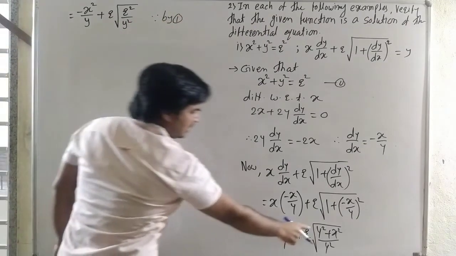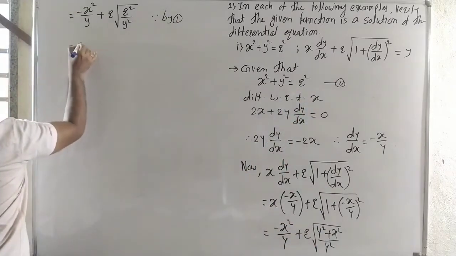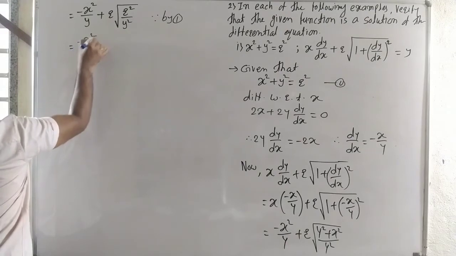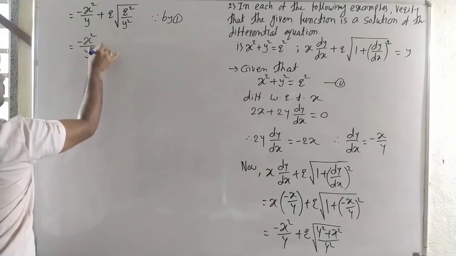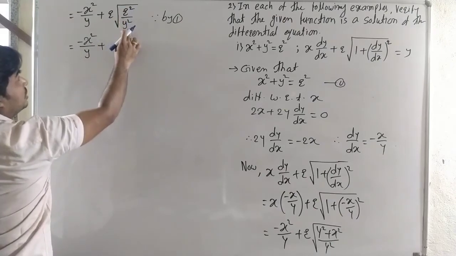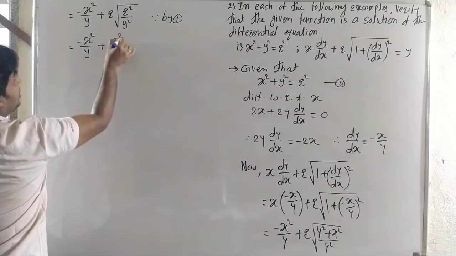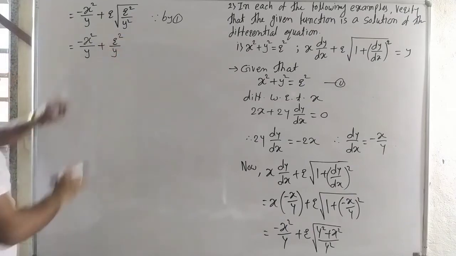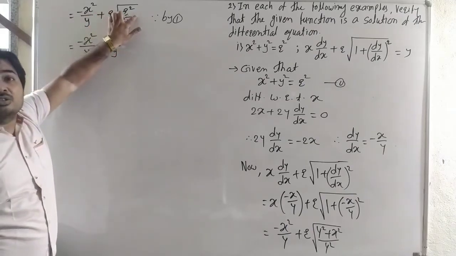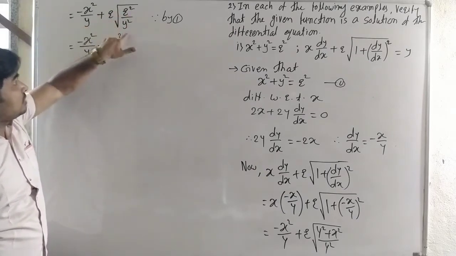Okay, here it is x square plus y square, we take r square, and now it is minus x square upon y plus r square upon y square. Taking square root, it is r by y, so we can write r square upon y. Under root r square, it is r into r, it is r square, and y.